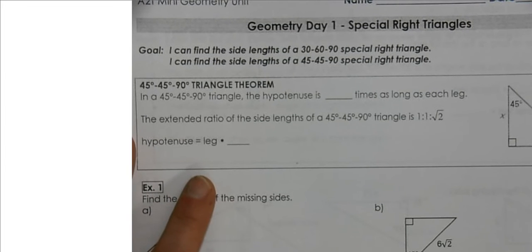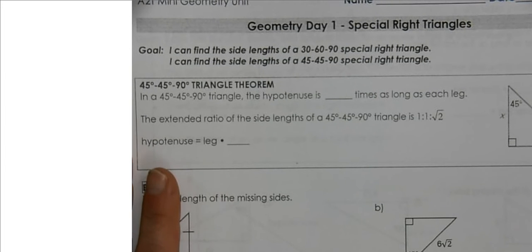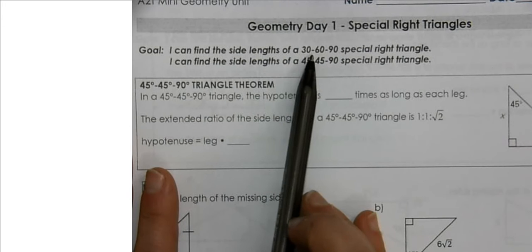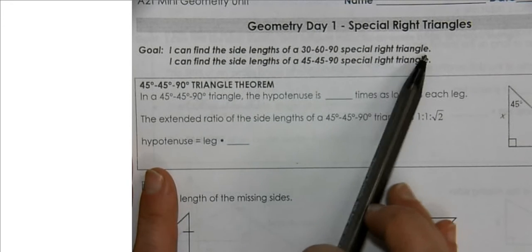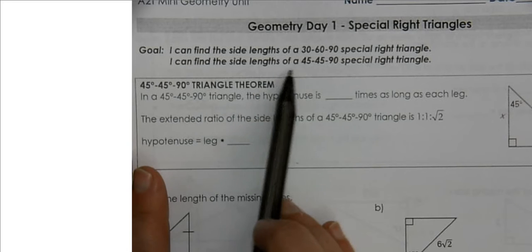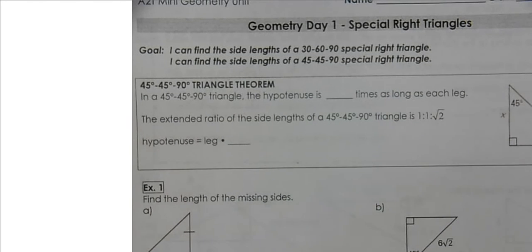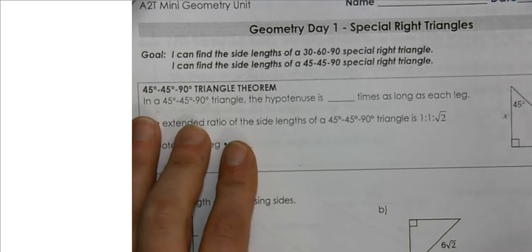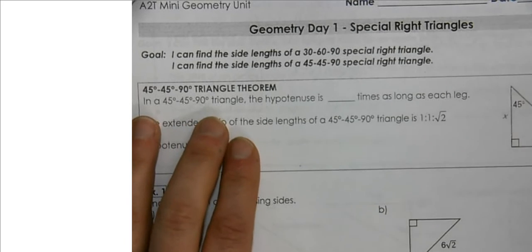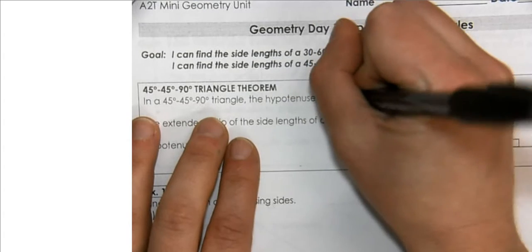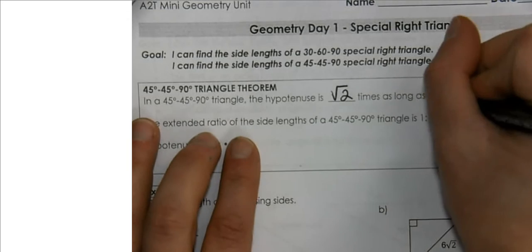And so our learning targets for today are for you to be able to say, I can find the side lengths of a 30-60-90 special right triangle, and I can find the side lengths of a 45-45-90 special right triangle. And more specifically, we are going to be working with a very special ratio that all of these triangles share. So for example, in a 45-45-90 triangle, the hypotenuse is going to be the square root of 2 times as long as each leg.